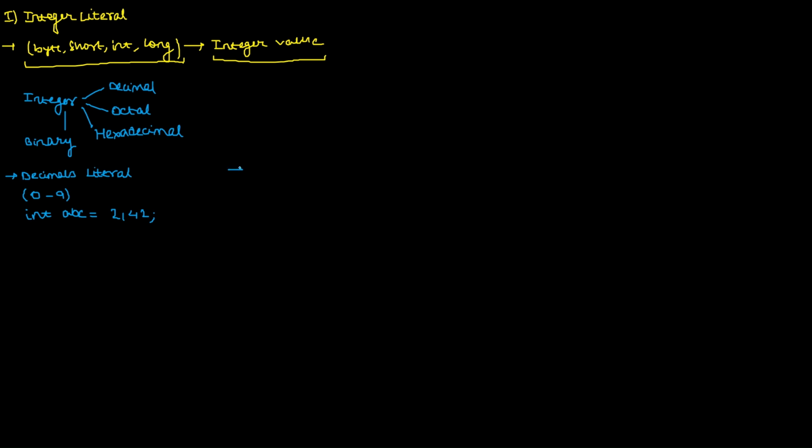Now, talking about octal literals, how do you do that? It's pretty simple. You just need to know the permitted digits, which is from 0 to 7, and the literal value should be prefixed with 0.